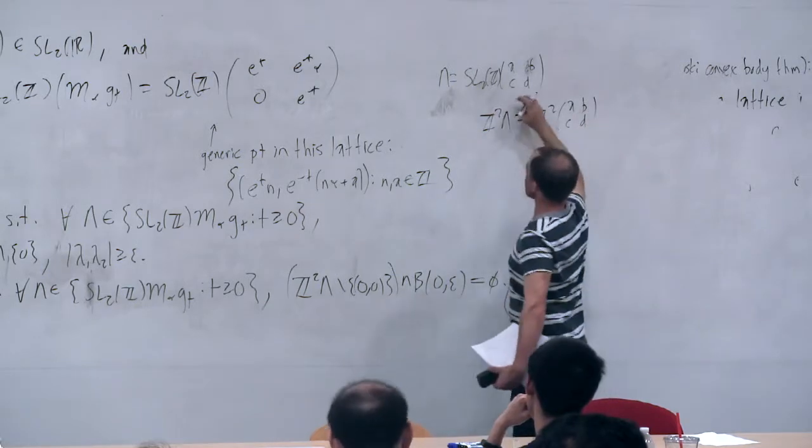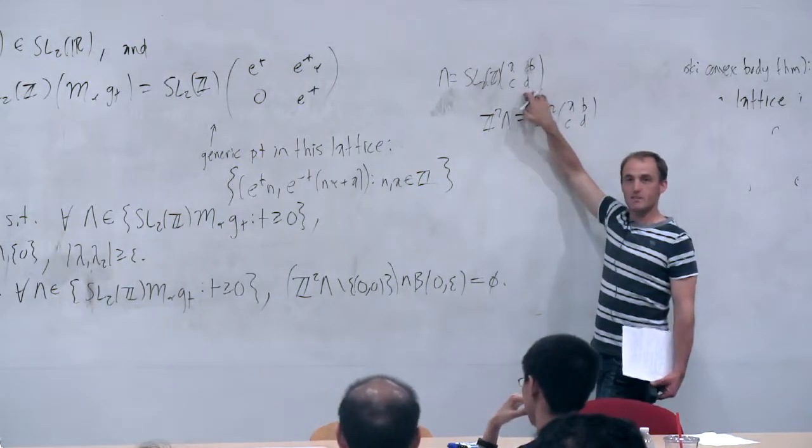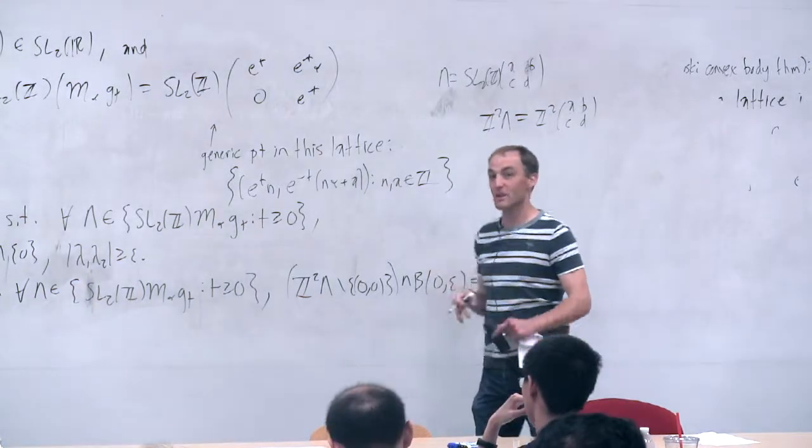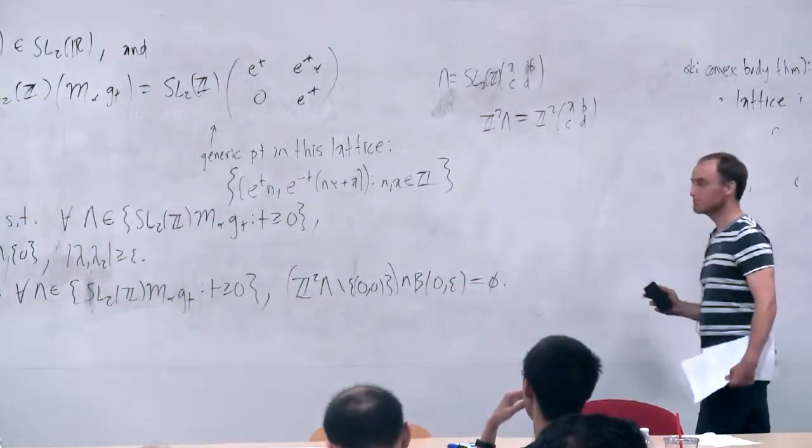And of course, the point is that it doesn't matter what representative you choose for the coset, because you have an SL2Z on the left-hand side. Okay? Is that clear? You're right, it's not completely obvious what I meant by that. Okay?